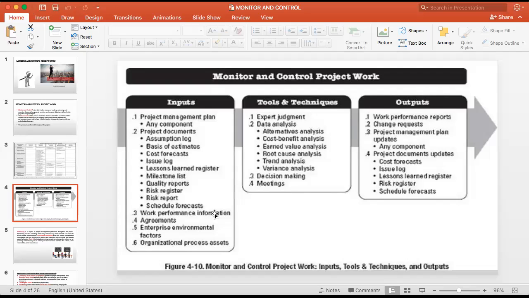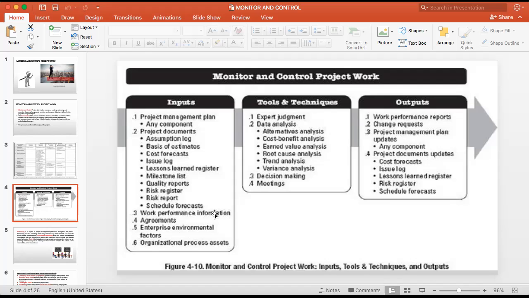And as usual, you get your working environment. You are working in such an environment, and you need to take that environment into account. Your organization is working in an internal environment as well as an external environment. You have to consider this, we have discussed it many times. So EEF, enterprise environmental factors, should be there, and as usual the OPA should be there as an input, because the organization works in a unique way compared to other organizations. So you will have different templates, your procedures, and all these things come into the scene as an input when you carry out the monitor and control project work.